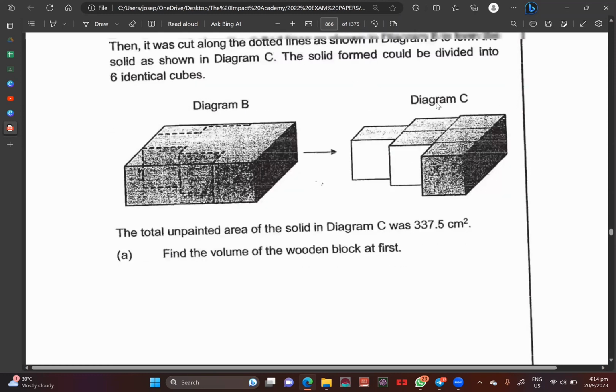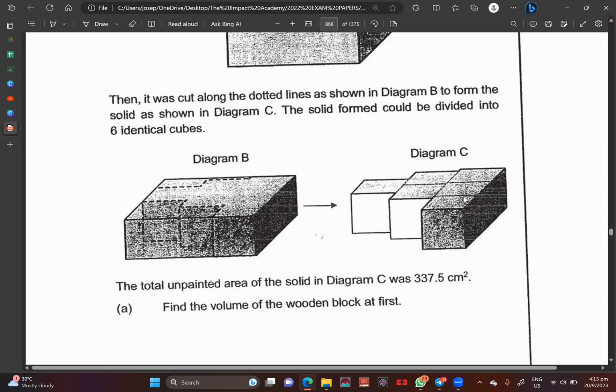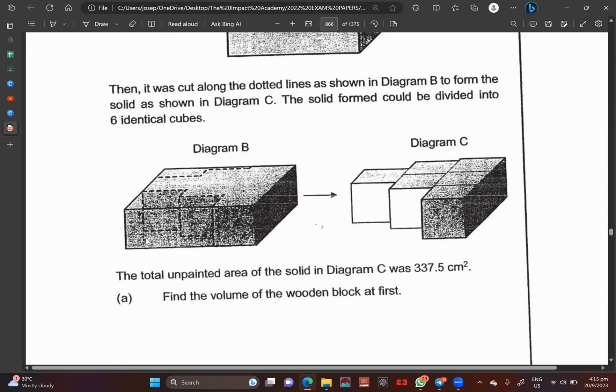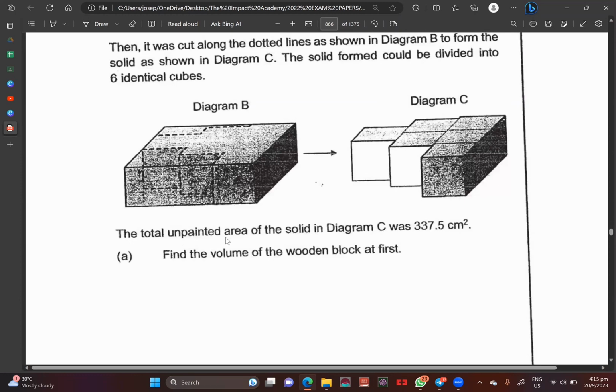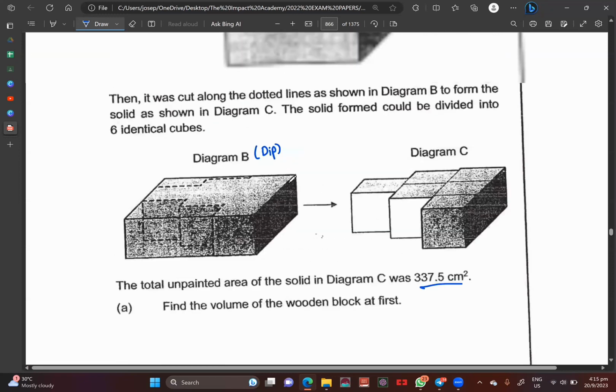Now the solid formed could be divided into 6 identical cubes, so as you can see over here, 1, 2, 3, 4, 5, 6. It says that the total unpainted area of the solid in diagram C was 337.5 cm². What is the total unpainted area? So if I were to dip this in, I know that whatever is inside will not be affected by the paint.